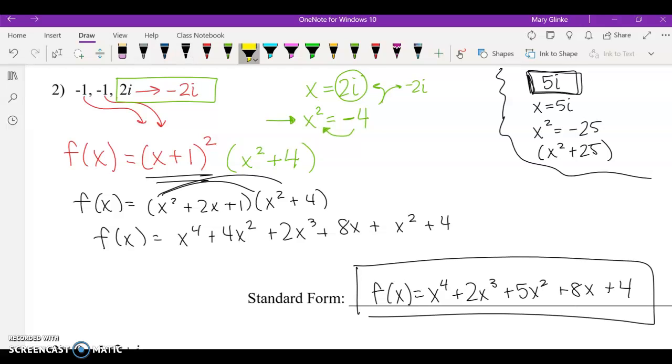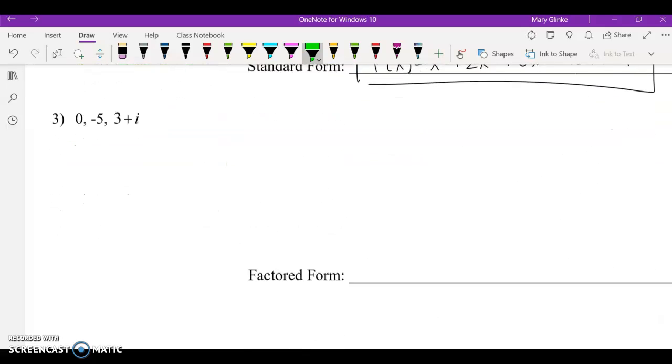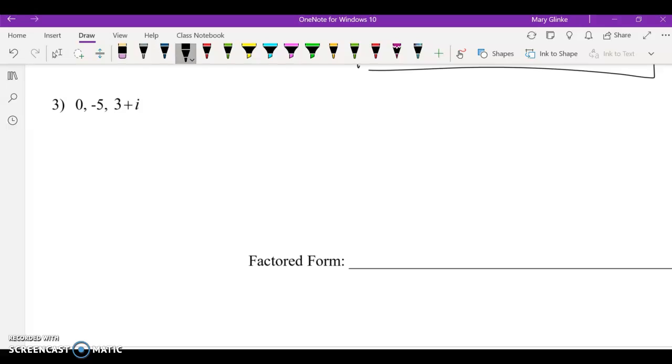Now when you graph this, you should see a bounce point at -1, but the other two are imaginary, so you won't see those on your graph if you're checking your answer. So that's the idea. Now some things pop up here. Now we have some more complex numbers here, so we're going to leave this in factored form.